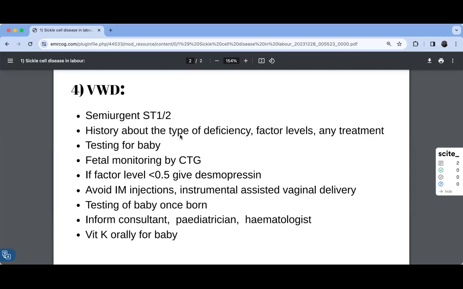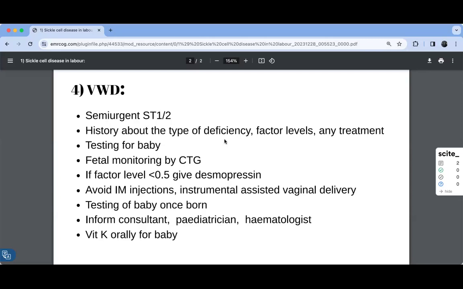You need to know exactly about the patient, the factor level, and any treatment received. How was the testing of the baby? Because if the baby is identified during antenatal as having the disease, this will be even higher risk. So we need to know whether the status of the baby is known or not. The monitoring should be throughout labor by CTG. If the factor level is less than 0.5, then we have to offer desmopressin, and we aim for 1.